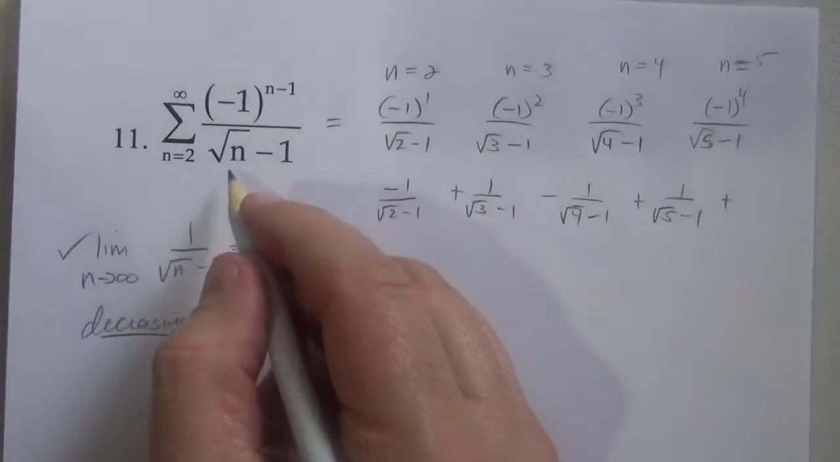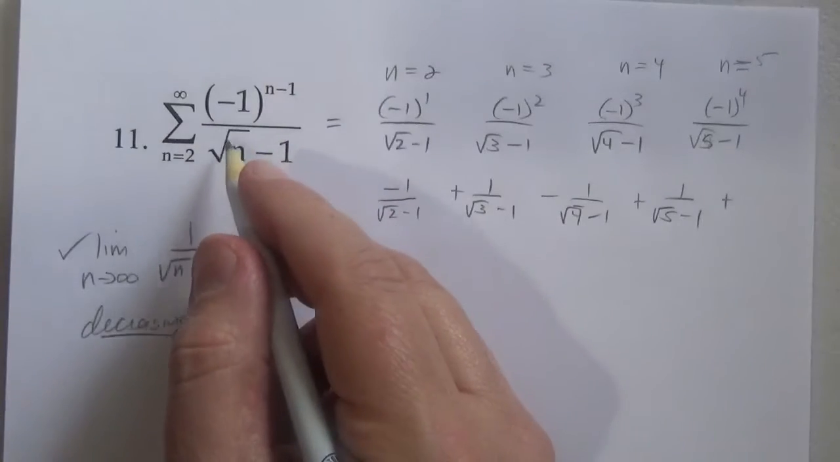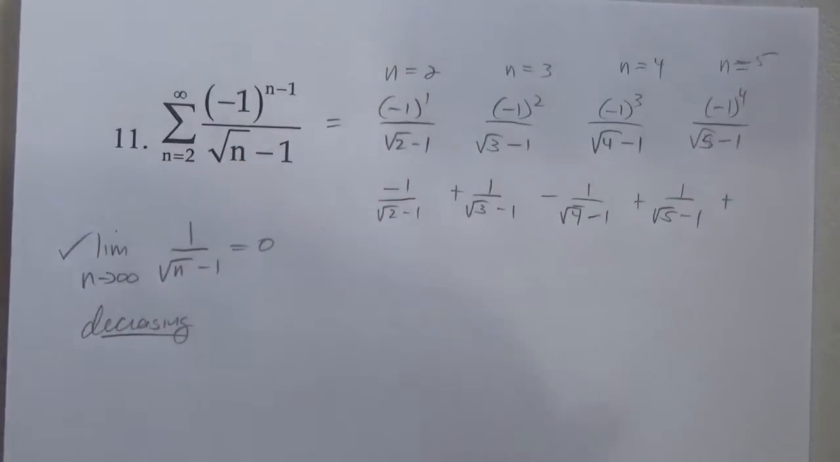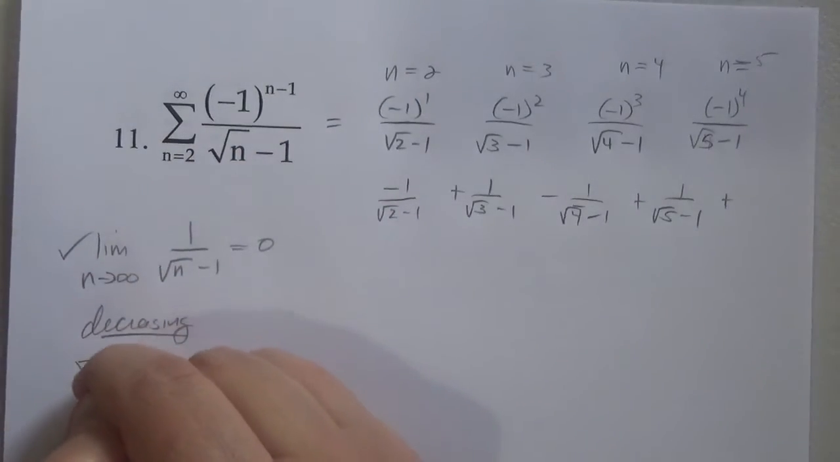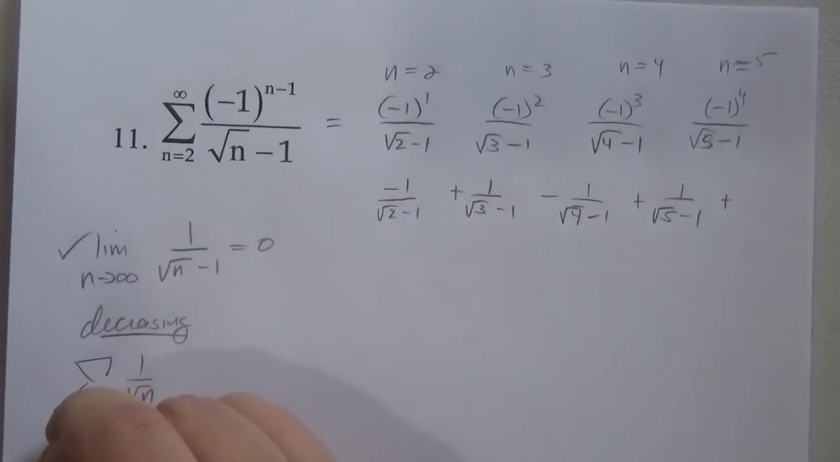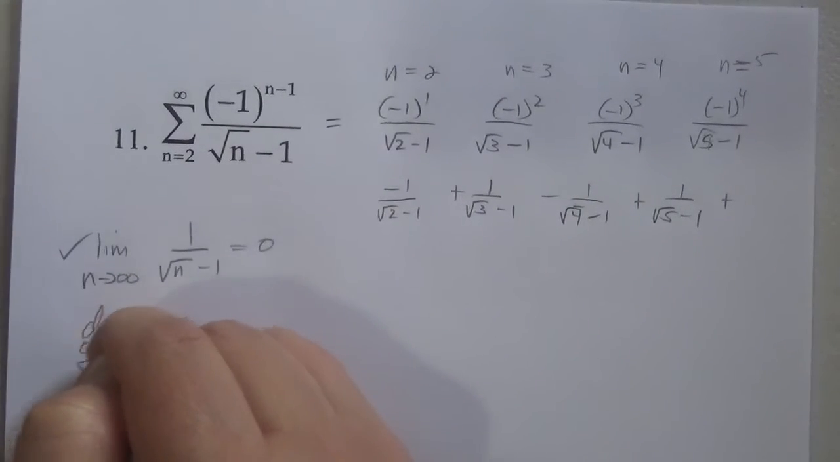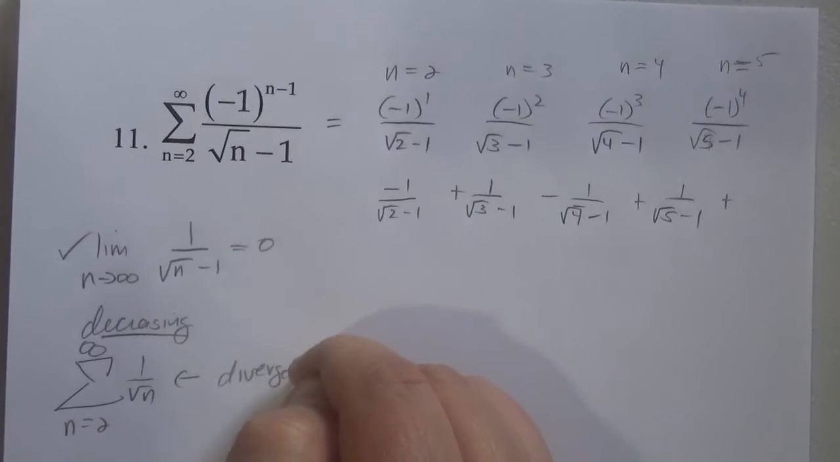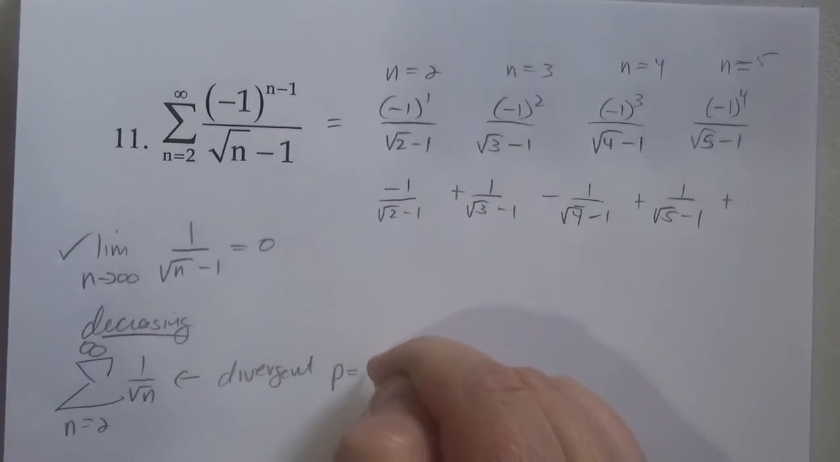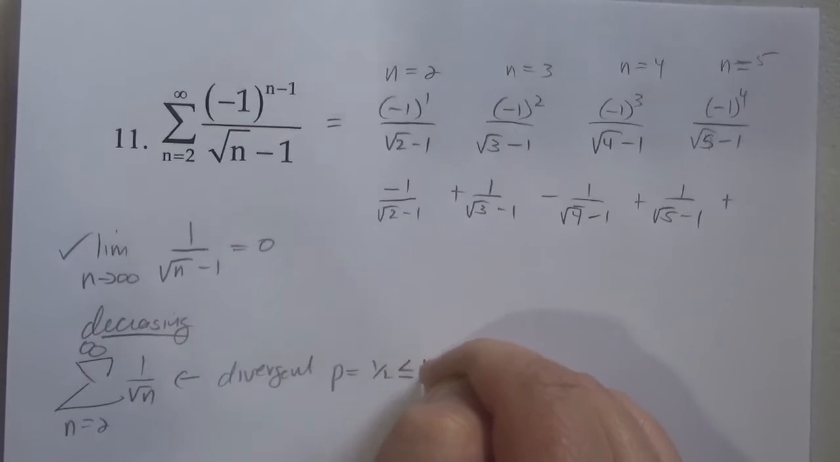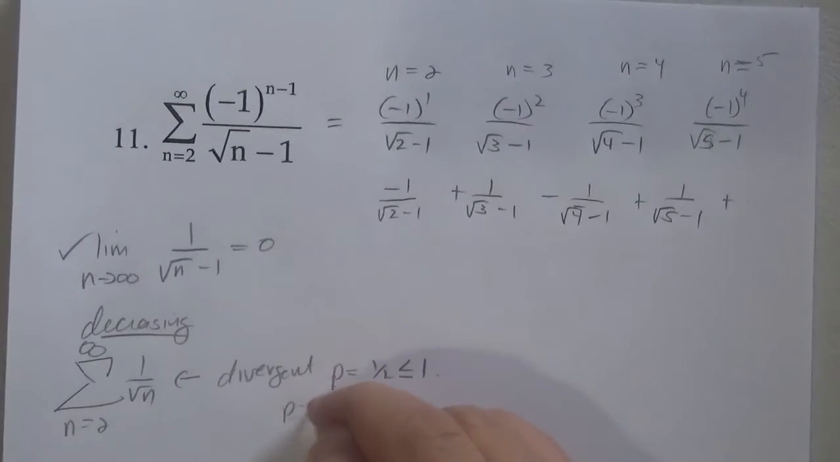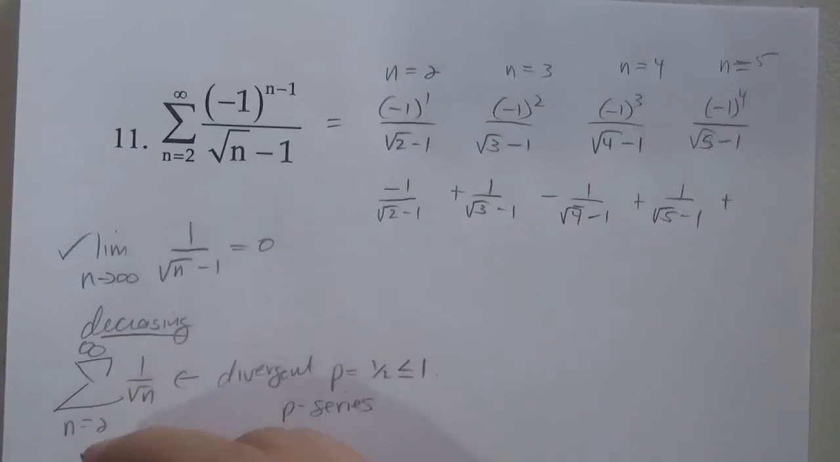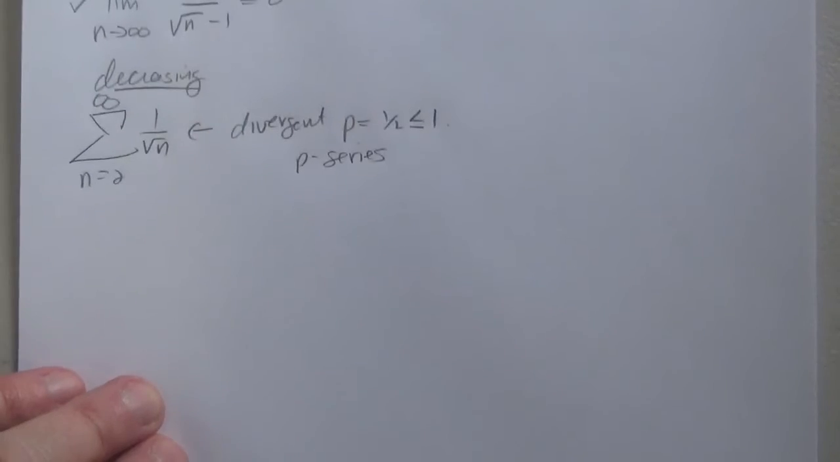The next thing is I need to show that the series without the alternating converges or diverges. I'm going to do a limit comparison test to the sum of 1 over radical n, n equals 2 to infinity. This is divergent, p equals a half, which is less than or equal to 1. P series. So now I need to do limit comparison. Let me make sure I have enough room here. Looks like I don't. I'm going to slide up.